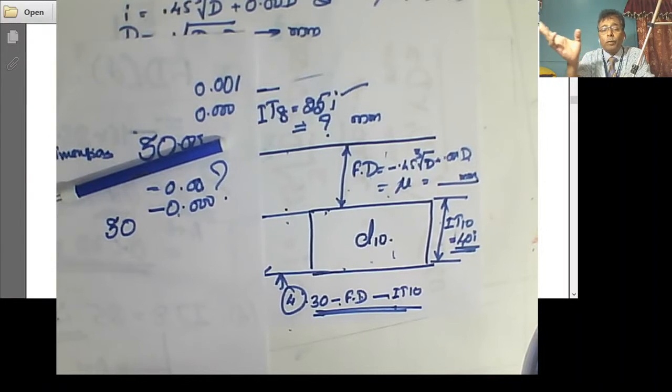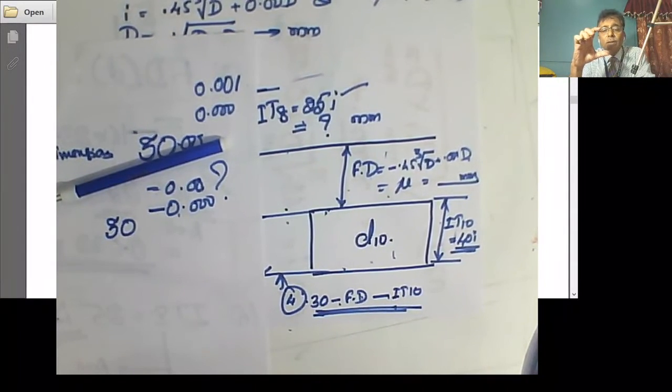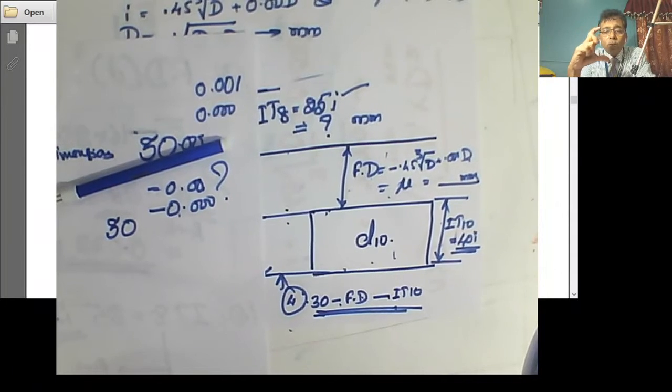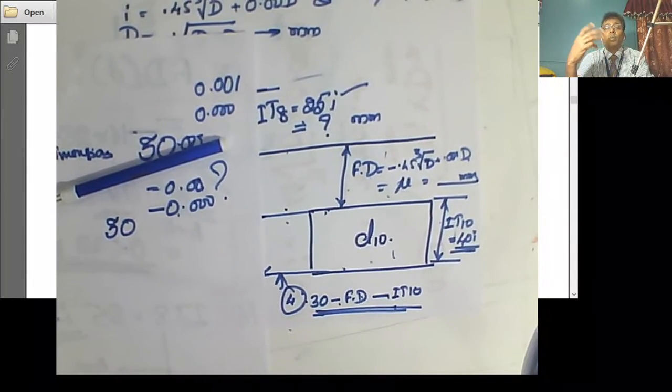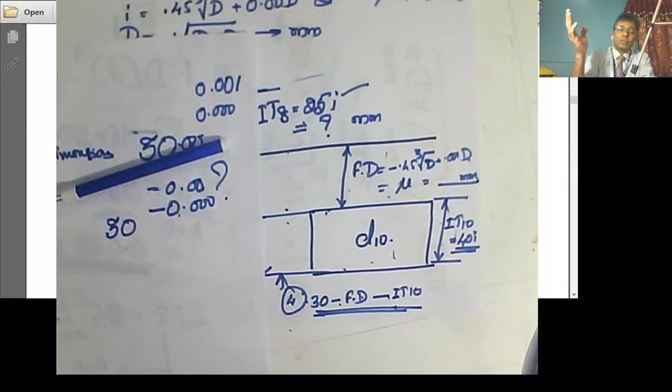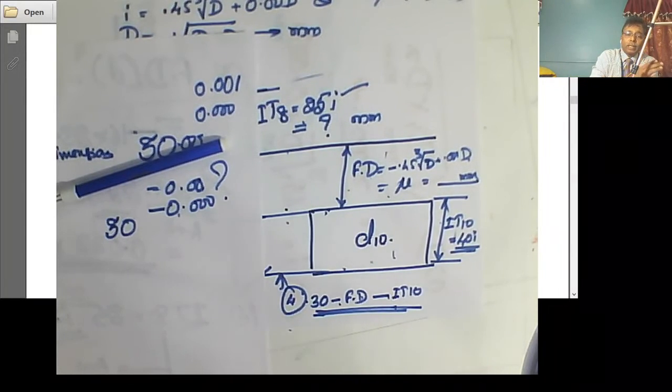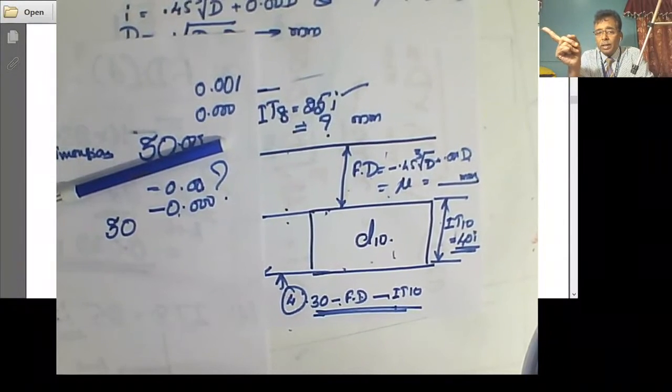Look, 30 to 50, if you consider that size, obviously the answer, the square root of 30 into 50, will be somewhere around 35, 36, 37. Our shaft size itself is 30, or the hole size is 30. So how can the nominal size go beyond that? It has to be either equal to or less than 30 mm. That is the reason we don't go to the next diametral step.